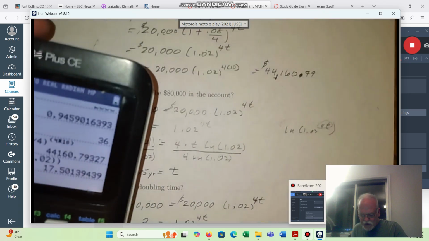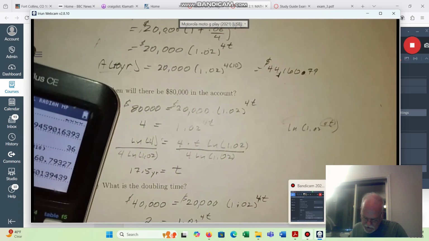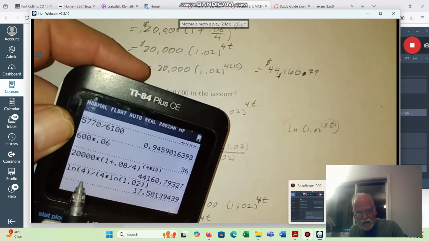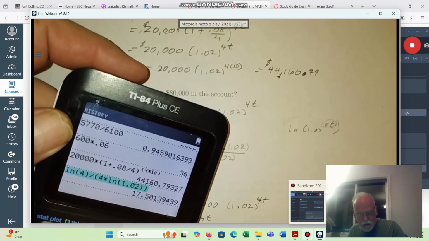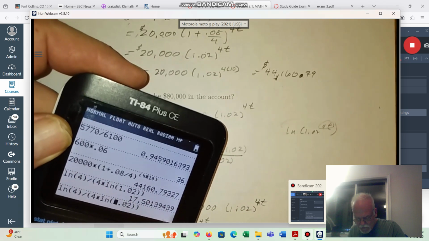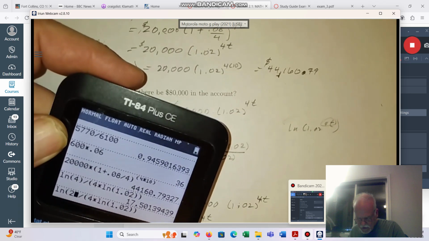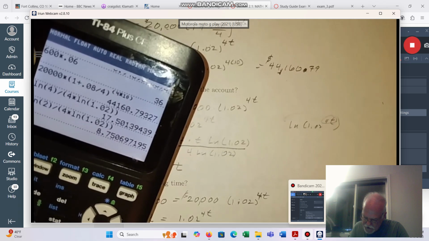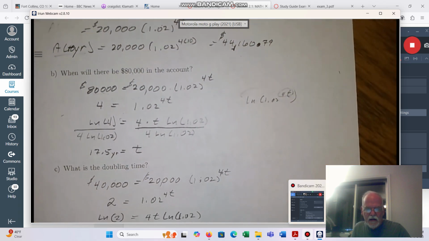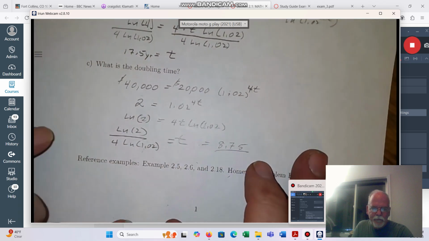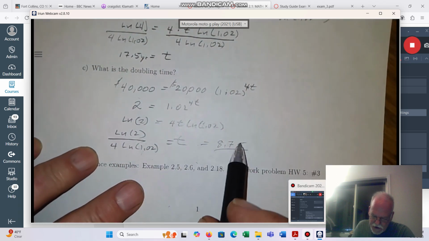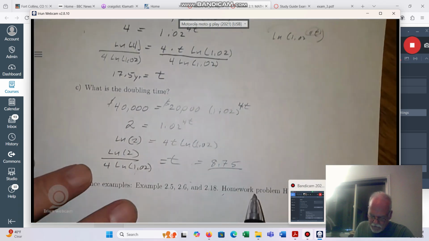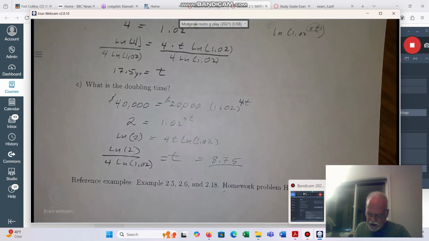It's really, really close to what I had before. All I have to do is change that ln of 4 to ln of 2. Enter. Move on over here and put a 2 right there. And I get 8.75 years, 8 years and 3/4. And that's really close, because at 10 years I had $44,000, so in 9 years I should have double. I can check those examples.